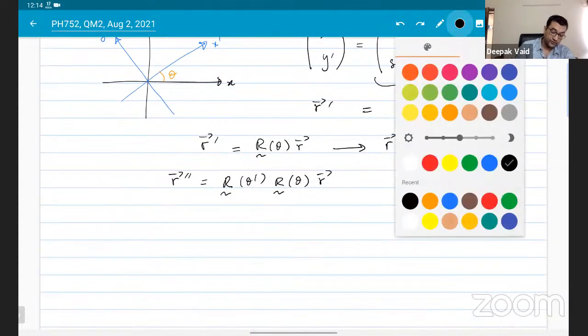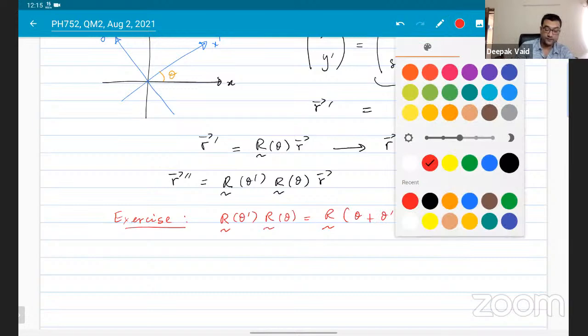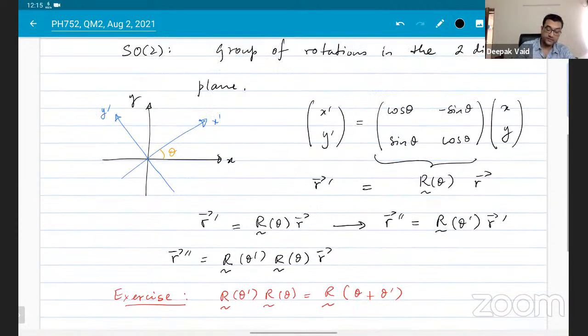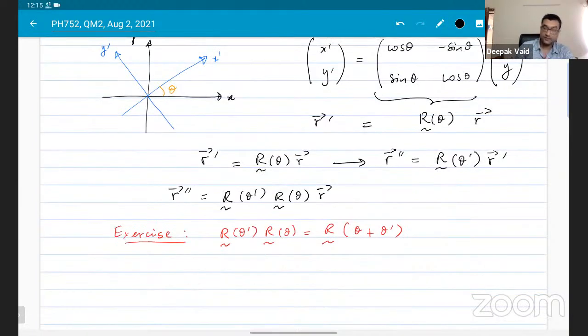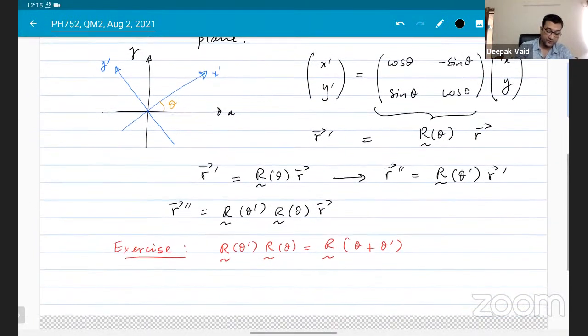So now I'll leave it for you as a very straightforward exercise to show that if you multiply any two such matrices together, you get a third matrix, which is also a rotation matrix, which has exactly the same form, only with the parameter, the angle, being the sum of the two angles, right? So maybe you don't even need to do this, maybe you have done it before.